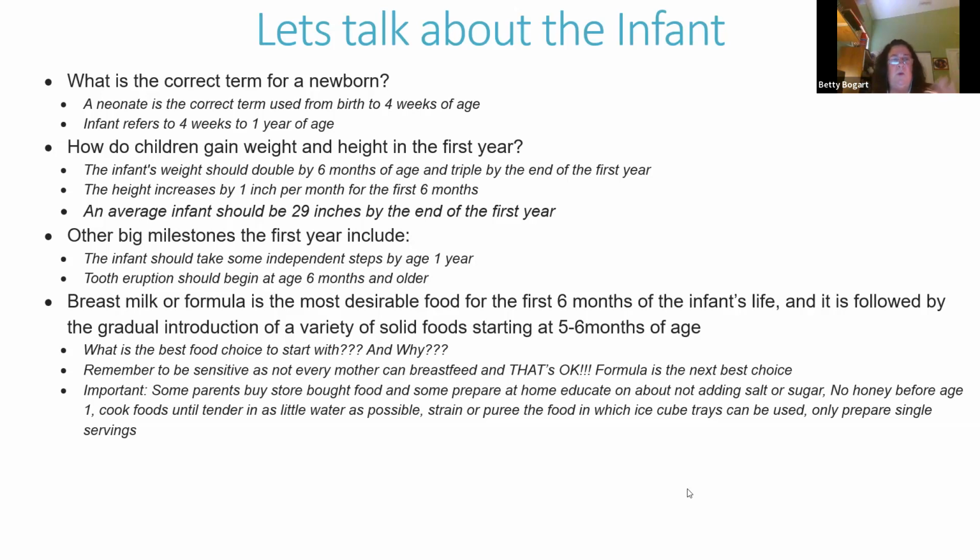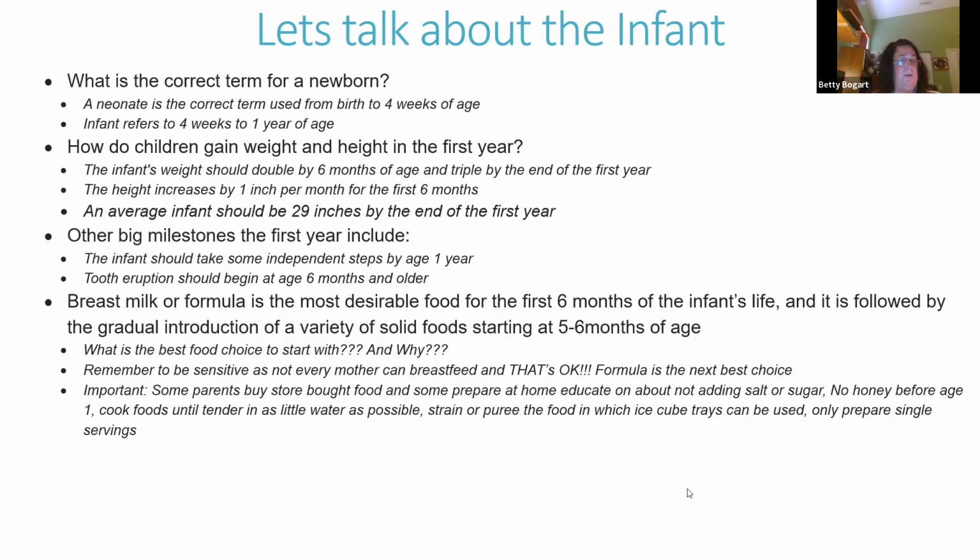Now, by the end of the first year, they should be taking some independent steps. It doesn't mean one step and fall. Some kids are running, some kids are walking, some kids are barely walking, but at least they're standing up, attempting, and that's what they want to see. Okay? My kids never walked till they were 15 months old. Even my newest grandson never walked until 15 months old, but then he ran. He never walked, okay? Teeth should start about 6 to 7 months, and 1 tooth per month up to about a year, and then even more will come in.